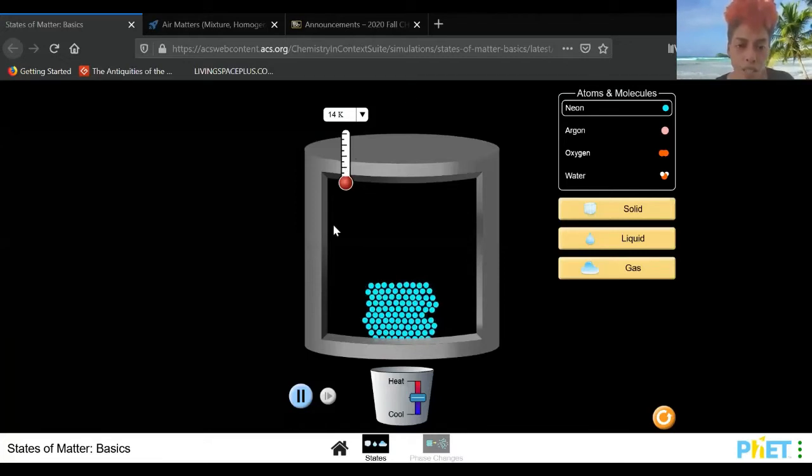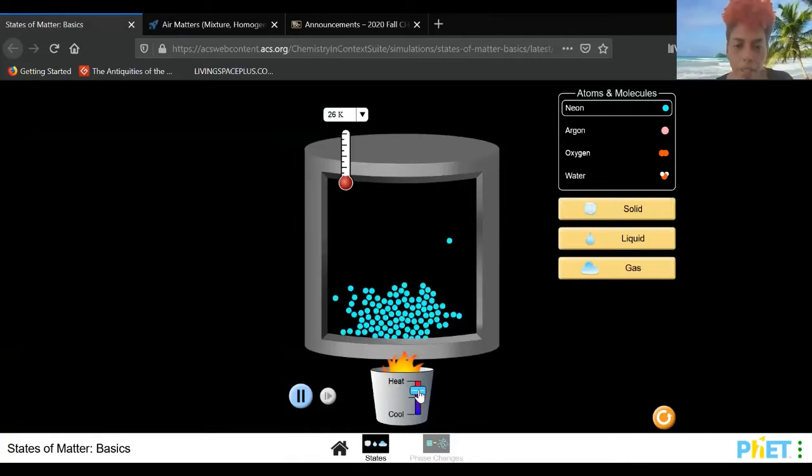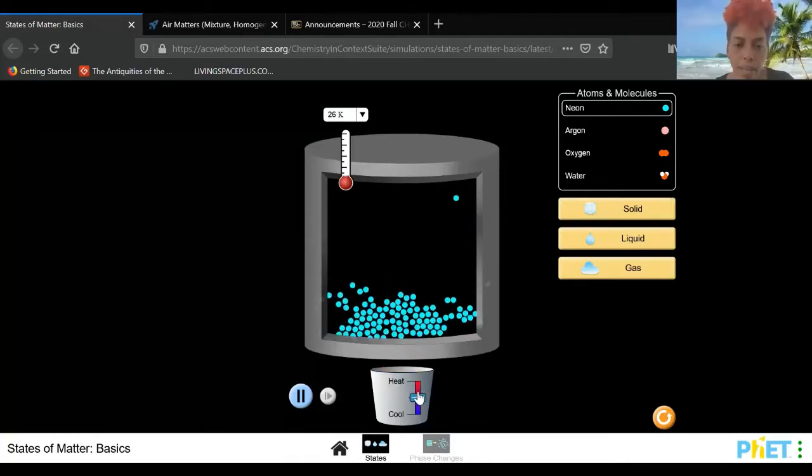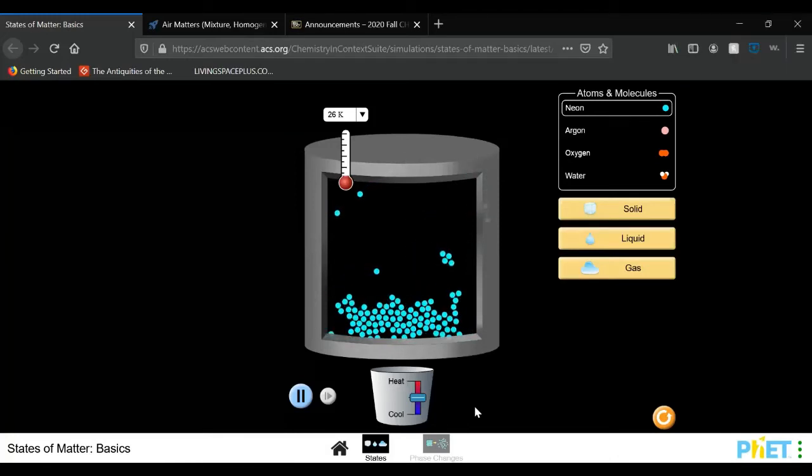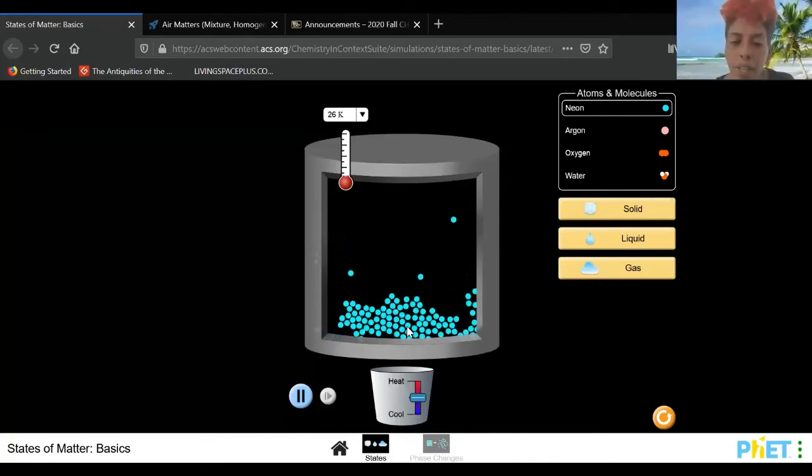Notice here, this is at 14 Kelvin, so it's really, really cold. And if I warm these atoms of neon up, notice that they start to move around. What do we have here? Is this a liquid or a gas? It's liquid. So the ones down here in the bottom, because it vibrates.